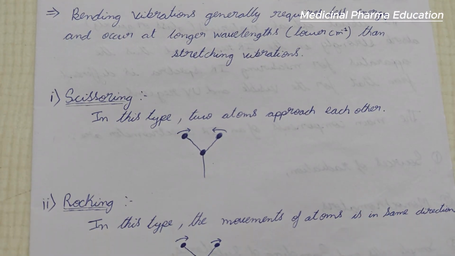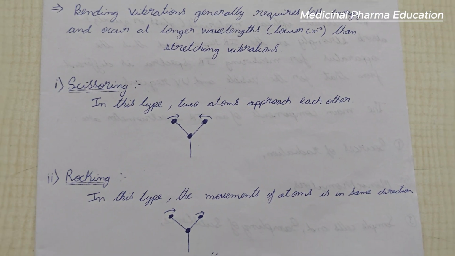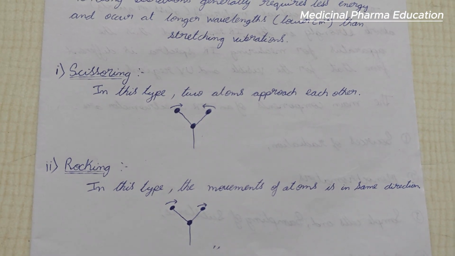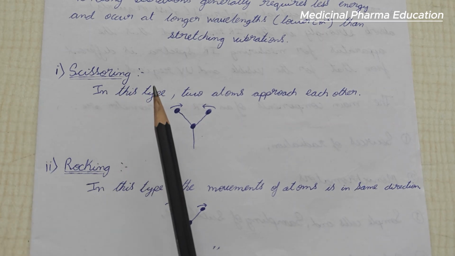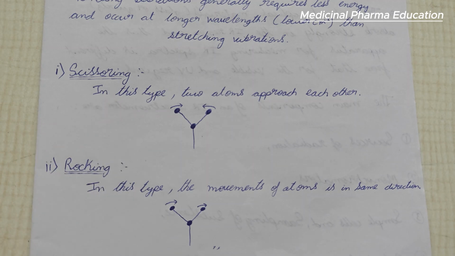There are two types. Let me adjust the camera. Mainly there are four types. This is scissoring. Scissoring is nothing but, I'll just show you the diagram of it.